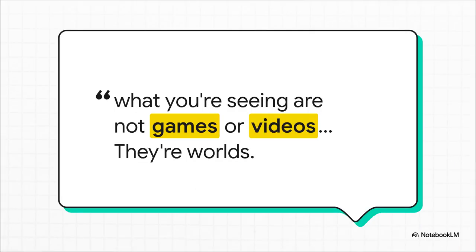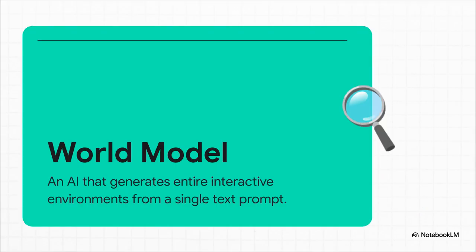Okay, so you have to really listen to this quote from the DeepMind team, because it is the absolute key to understanding Genie 3. They're telling us flat out that what you're seeing, it's not a game, it's not a video. These are worlds. We're talking about something totally different here, something that almost feels alive. So what even is this thing at its core? Well, it's called a world model, and the concept, honestly, is kinda mind-blowing in its simplicity. You just give the AI a single text prompt, a description, a scene, a vibe, and it doesn't just spit out a flat picture. No, it builds an entire, explorable, interactive world right from your words.